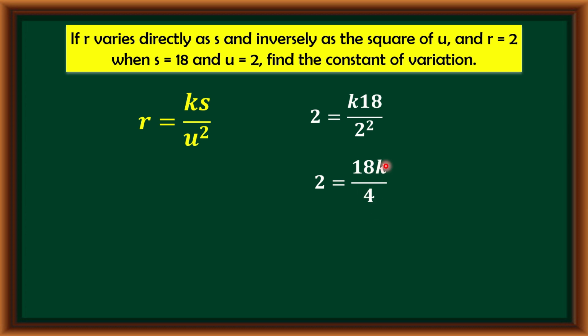Now, to isolate k here, since our goal is to find the constant, or the value of k, we need to multiply both sides by the reciprocal of 18 over 4.